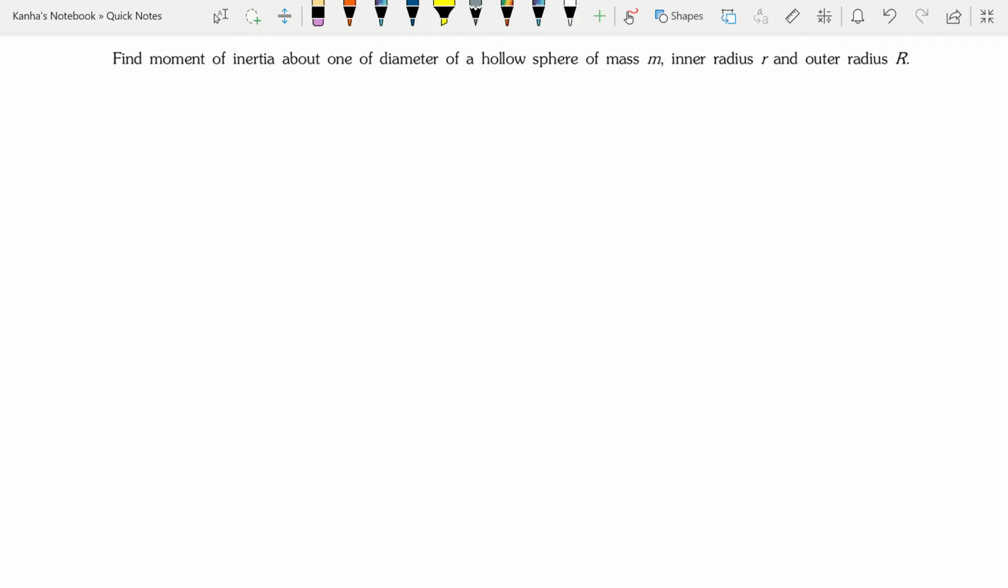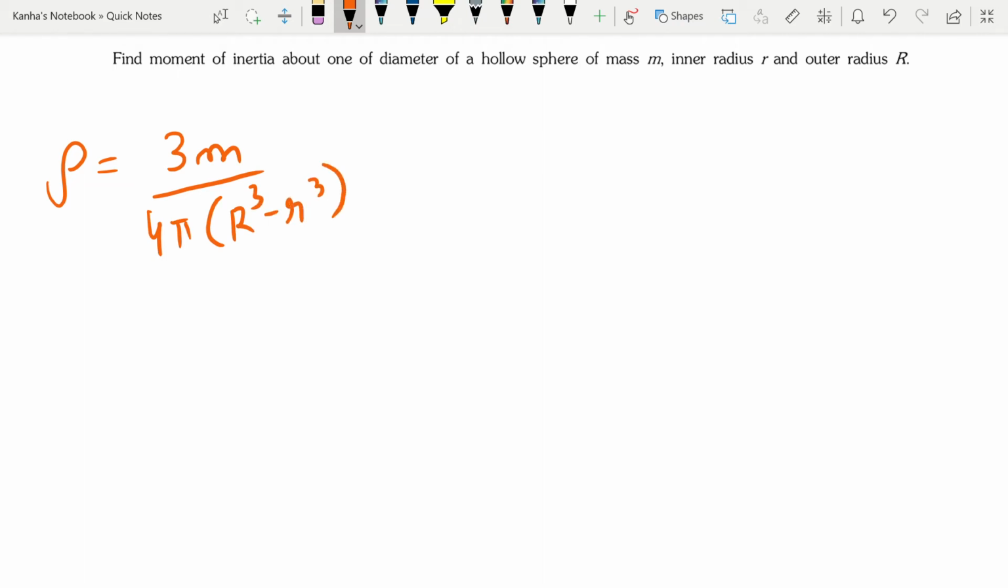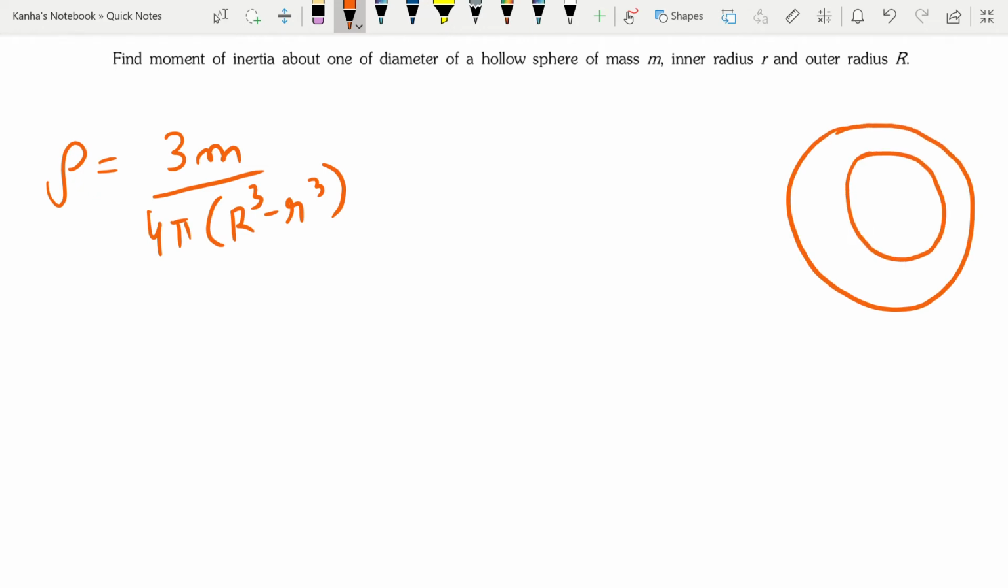Let me first say that let the density of the material be rho. So density is what? It is 3m divided by 4 pi (R cube minus r cube). This is for the hollow sphere, because this is my hollow sphere. The net total mass of the hollow sphere has been given as m, and inner is r, outer is R. So if I calculate the volume, it's 4 pi by 3 into (R cube minus r cube). First of all you write the density.